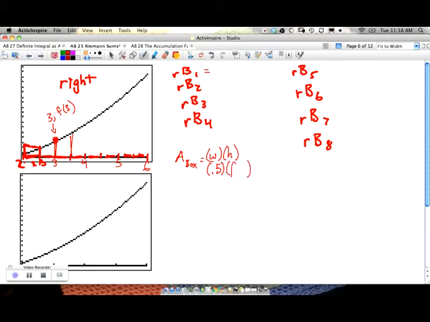But our height is going to be some type of f of something. So for the first box, that width is 0.5 from 2 to 2.5. But the height is right here for the first one. That's f of 2.5. So it's going to be f of 2.5.